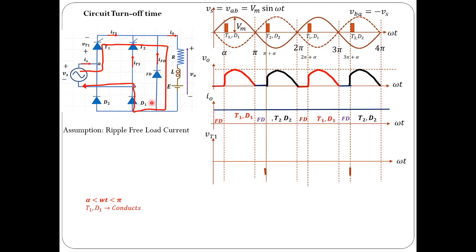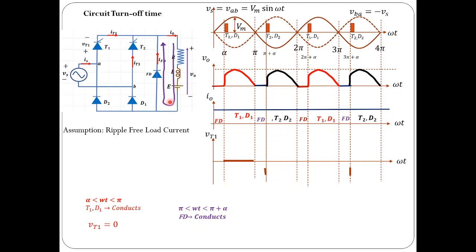In order to find out circuit turn-off time for both thyristors, I would consider only thyristor 1 voltage, because thyristor 2 voltage also would have a similar kind of wave shape with some time shift. So let me consider that. From alpha to pi, T1 and D1 are conducting. So T1 voltage would be 0 during its conduction period. That is what is shown here. It is equal to 0. And from pi to pi plus alpha, the freewheeling diode is going to conduct.